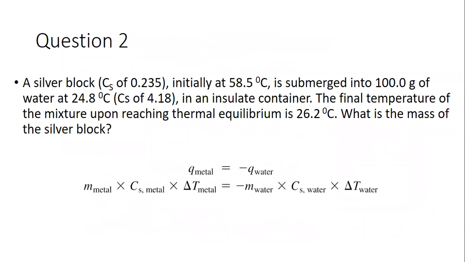I have silver, heat capacity given. It's at 58.5 degrees centigrade. I put that into 100 grams of water at 24.8 that has a CS of 4.18. It's insulated, so we don't lose any energy to the surroundings. It's only the block in the water. That's what insulated means. We only care about the block in the water. The final temperature of the silver in the water is 26.2. Therefore, what is the mass of the silver block? See if we can solve this problem.